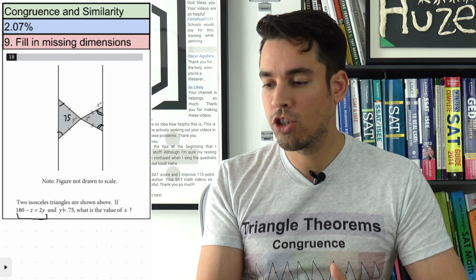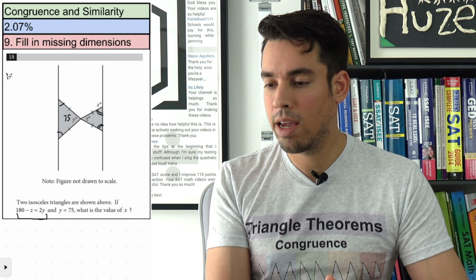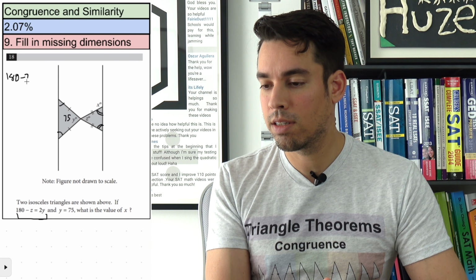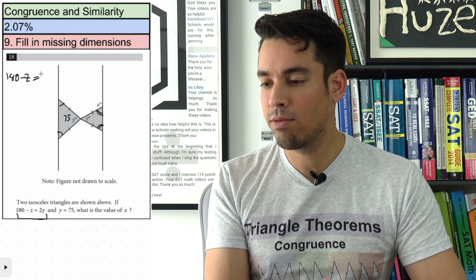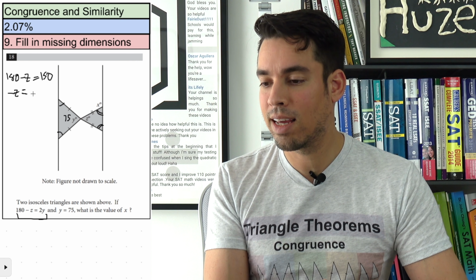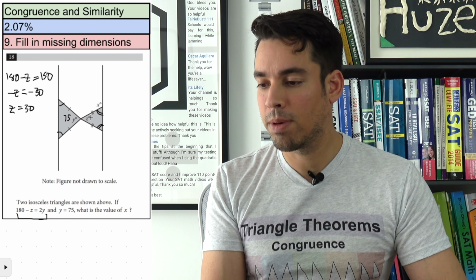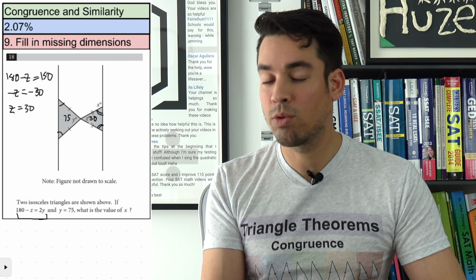Let's come back to the equation and plug and chug. I know that y equals 75. That means 180 minus z equals 2 times 75, which is 150. Subtract 180 from both sides, and I get negative z equals negative 30. Well, look at that. We know that z equals 30. Now I'm going to write that into my diagram. So there's 30 degrees for z.